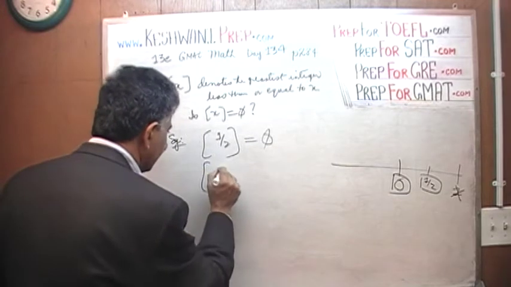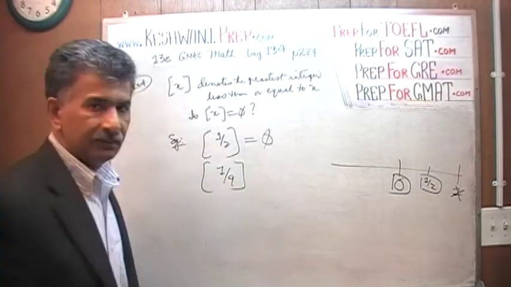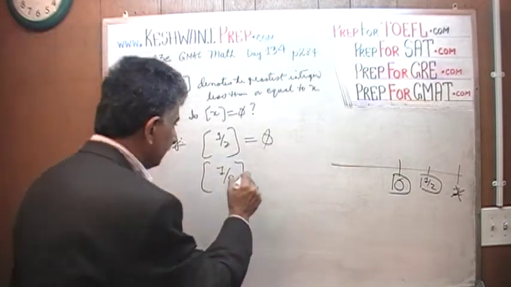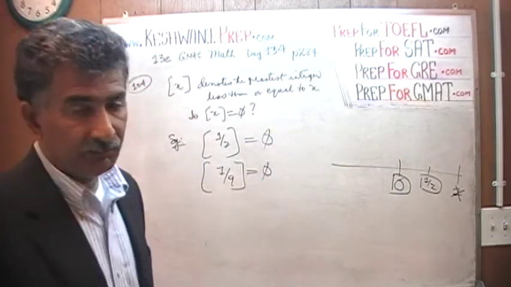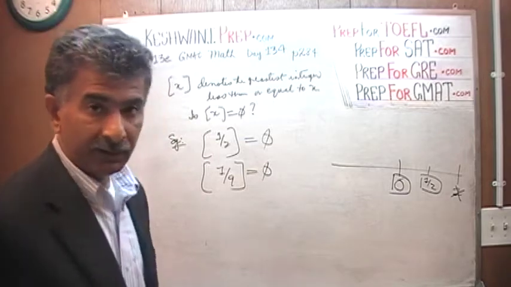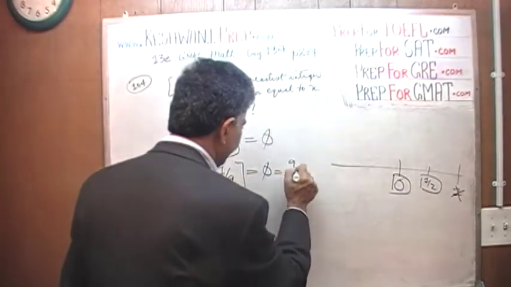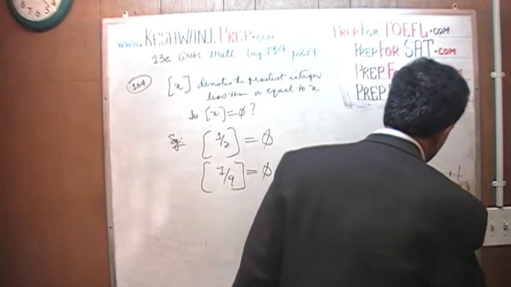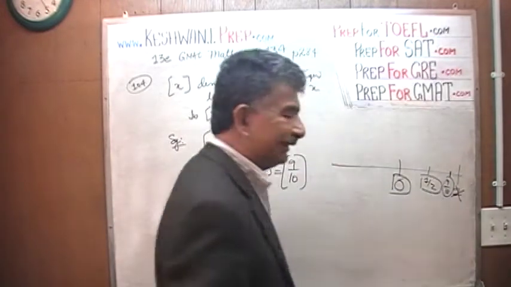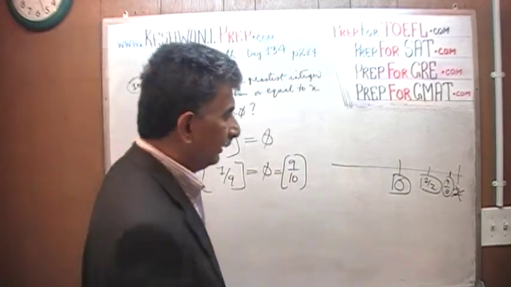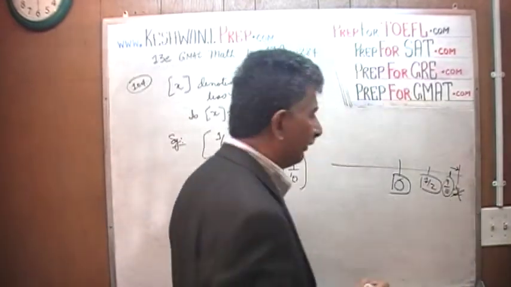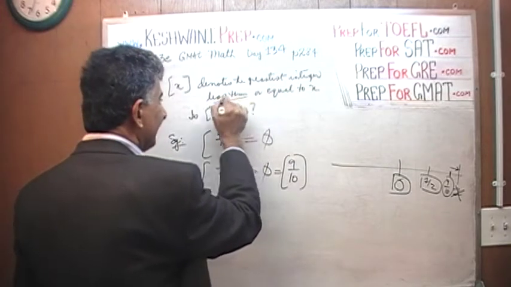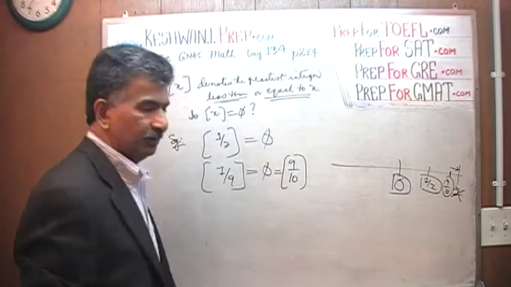Similarly, 9/10. Actually, I didn't mean to put 1/9. What I had intended to put was 9/10. 9/10 will be way up here. Now you might think that since 9/10 is so close to 1, the answer should be 1. The answer cannot be 1 because it has to be the greatest integer either less than or equal to x.